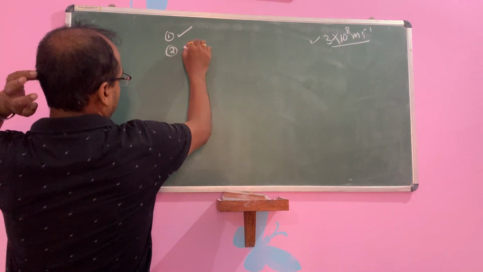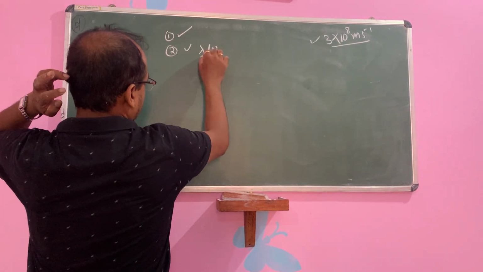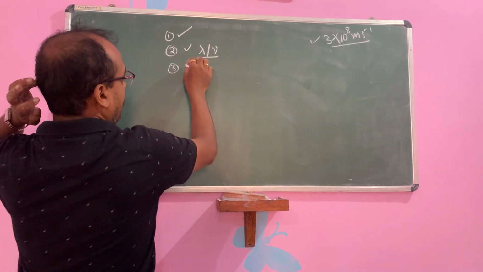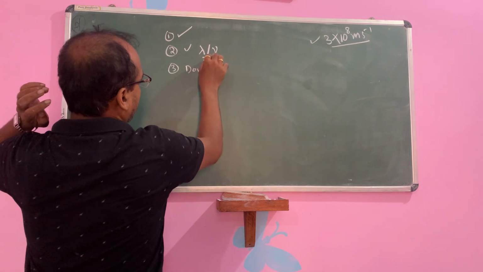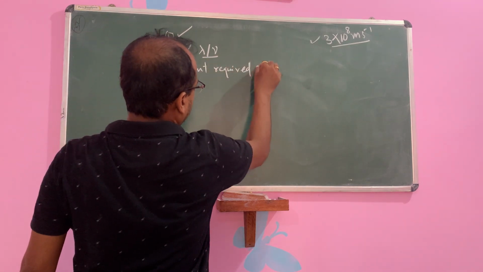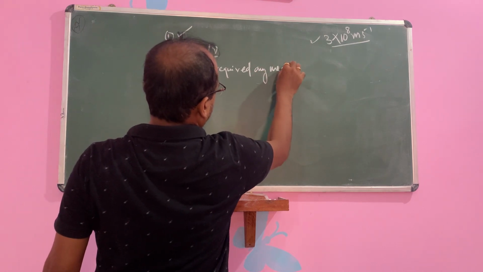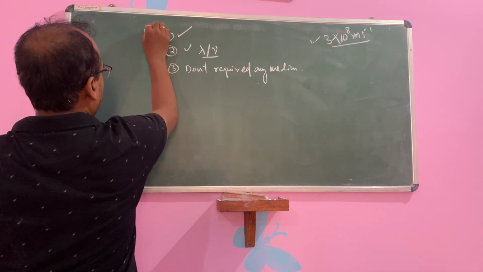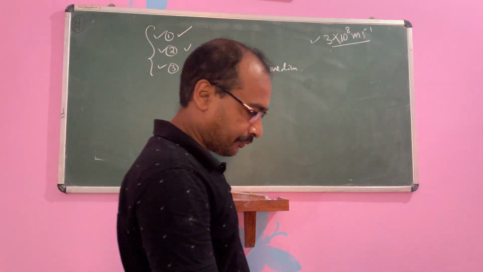Second, that is difference in wavelength and frequency. Then third, that is do not require any medium. So these are the three characteristics of electromagnetic radiations.